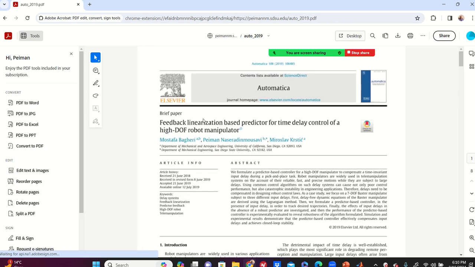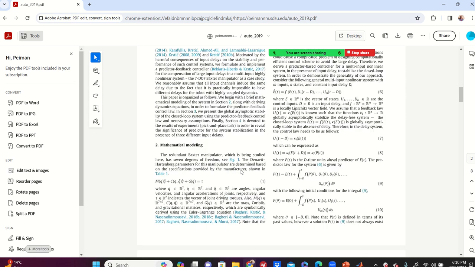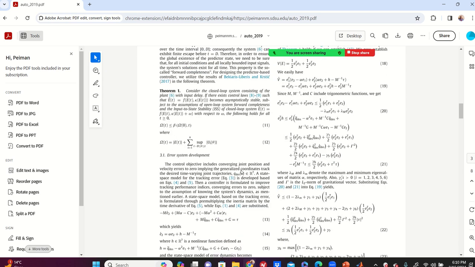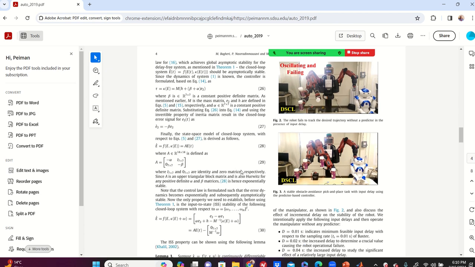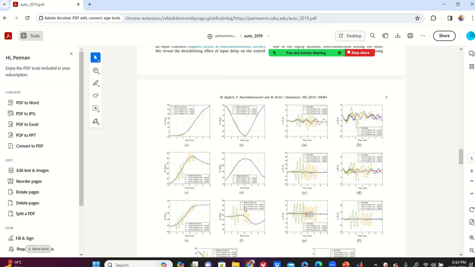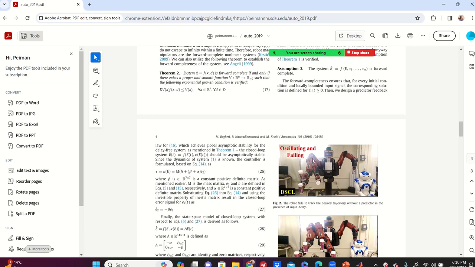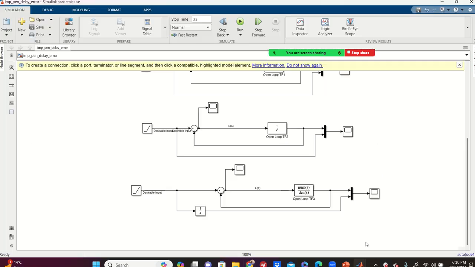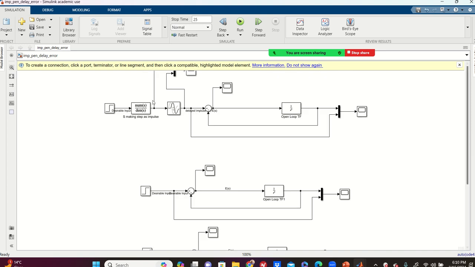This is very high level, but I'm just exposing you to what I mean by delay in the system when you go to industry. Feedback generalization based predictor for time delay control of a high degree of freedom robot manipulator. Okay, this is very high level control, not at your undergraduate level, but this is the robot in my lab. I'm going to show you the video right now of how to design a compensator if you have delay. Here we had delay in the actuators, not in the input of the system. Let me emphasize here, guys. Here you had delay in the input of the system.